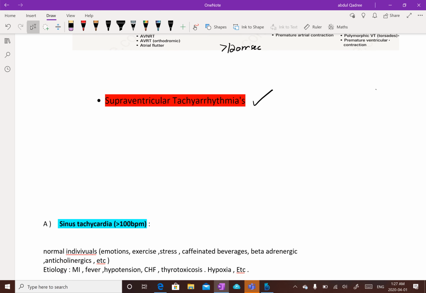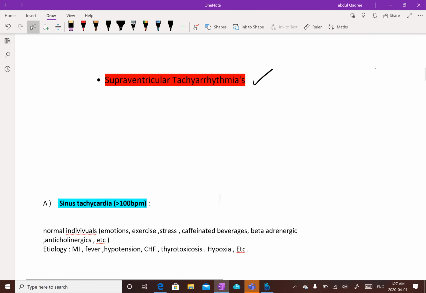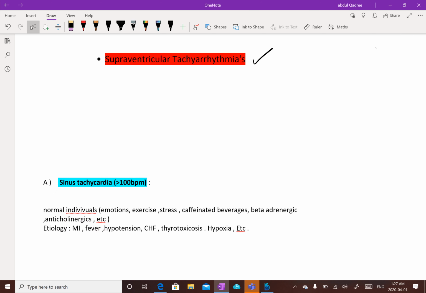So this is why I will start our first conversation with sinus tachycardia. Sinus tachycardia is basically talking about the SA node. So why is the SA node going to have an increased heart rate? Of course, the heart rate has to be above 100. That's why it's referred to as sinus tachycardia.